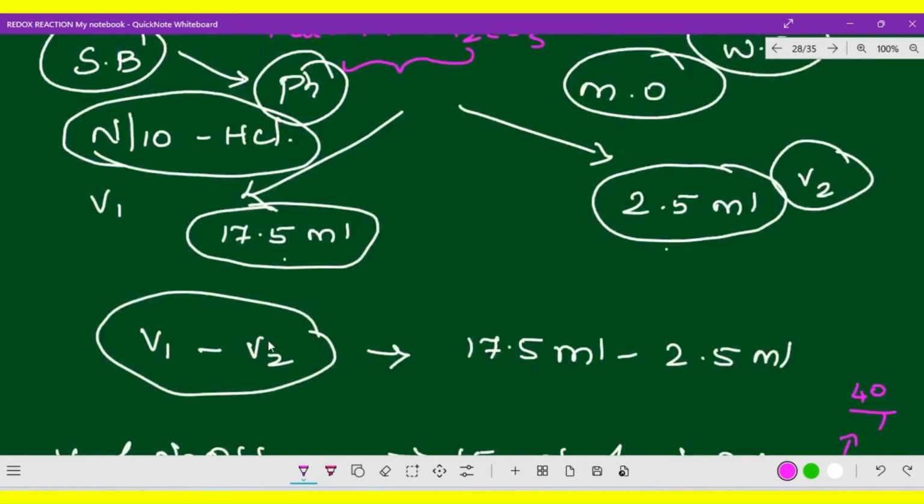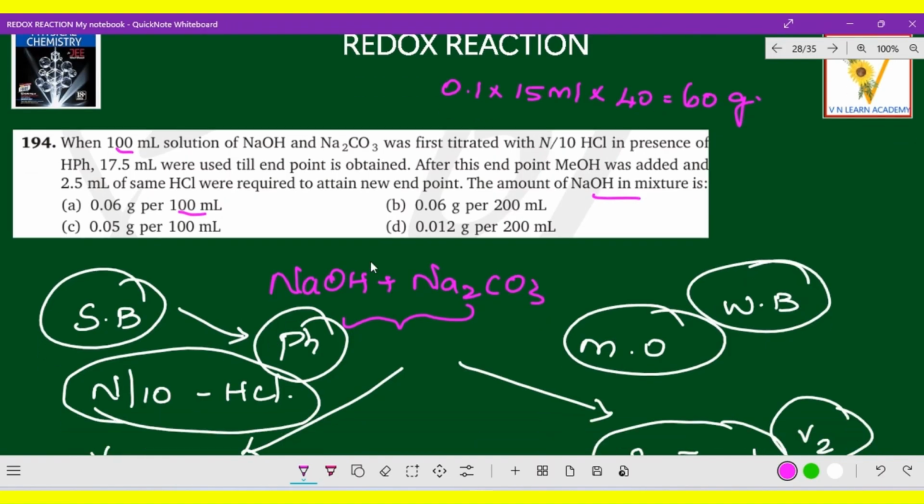0.06 gram. This is in liters, this is ml, but here per ml they mentioned, right? So when we are going in that way, this is the correct option. So which is the correct option? 0.06 gram per 100 ml. Per 100 ml, 0.06 gram of sodium hydroxide is the given amount. Yes, come on, let's go to the next question.